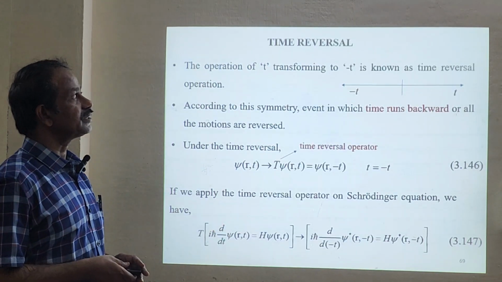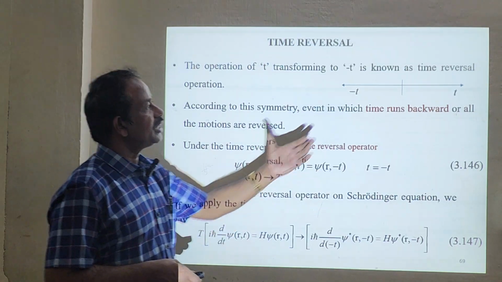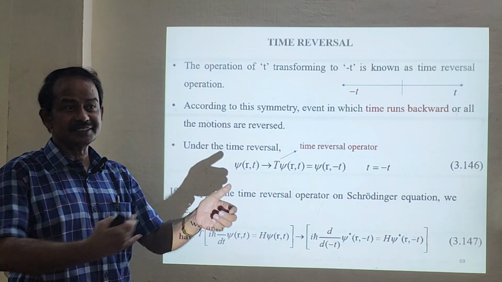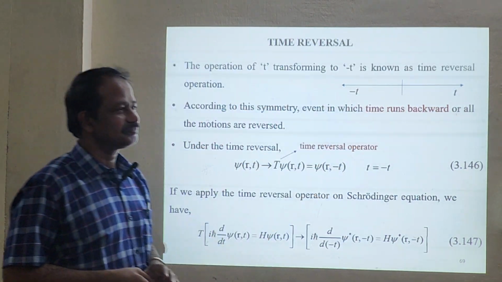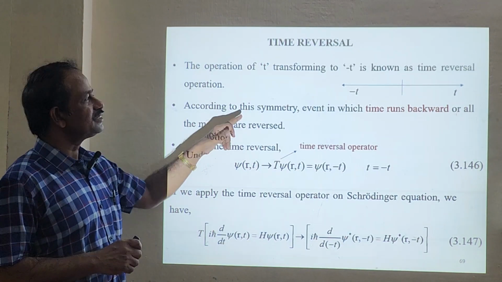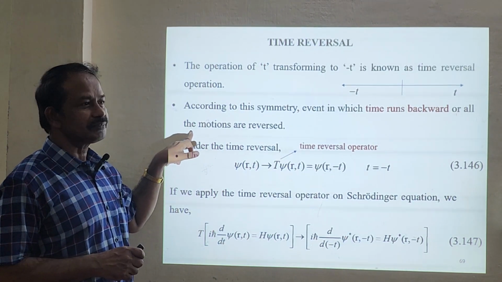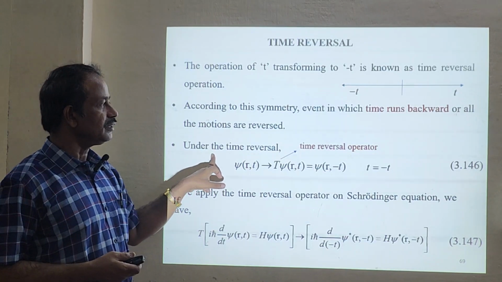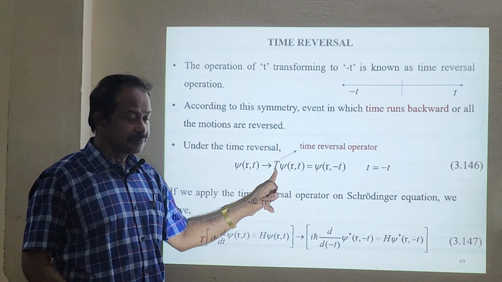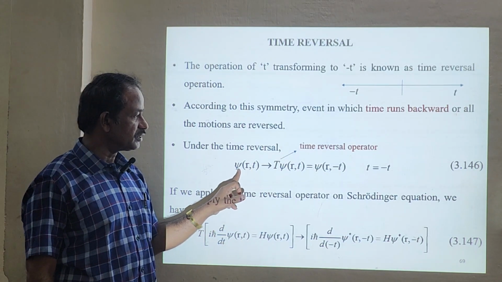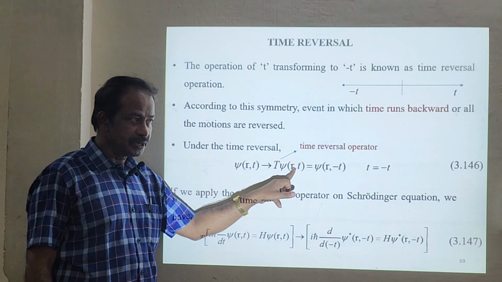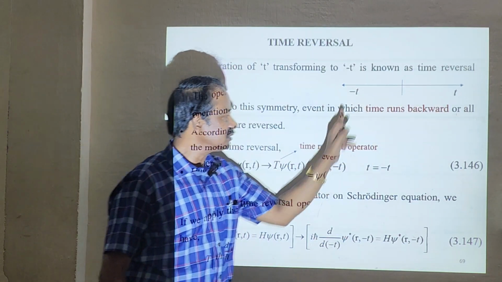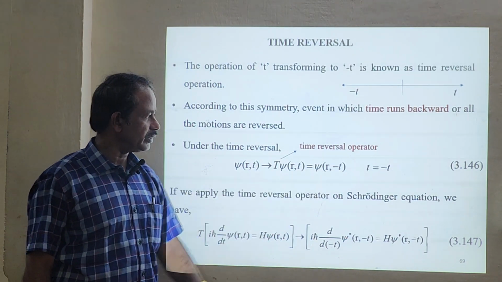The last topic will be time reversal. Okay. So in time reversal, we are going to perform an operation on time. We are going to reverse the time. For example, t becomes minus t. According to the symmetry, it is as if time runs backward, or all the motions are reversed. So this is the time reversal operator. The time reversal operator will operate on the wave function. So t will become minus t.